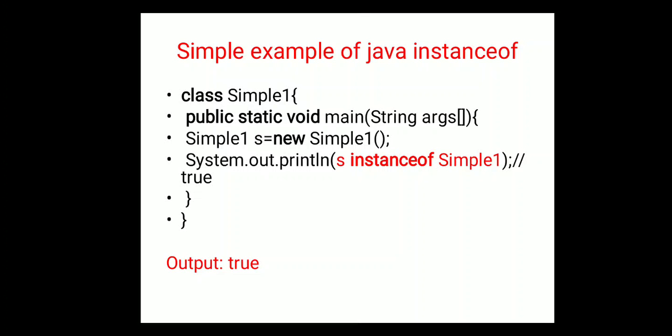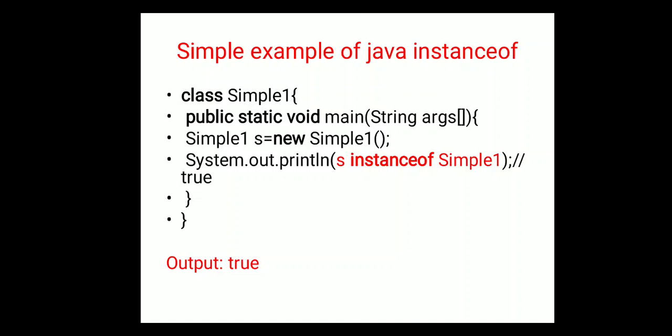S is an object of simple1 class. Instance of is an operator. Simple1 is again a class. So here observe in the red color, s instance of simple1. This line checks whether s is an object of simple1 class or not. Simple1 is a class, and this operator is also helpful for subclasses and also interfaces.